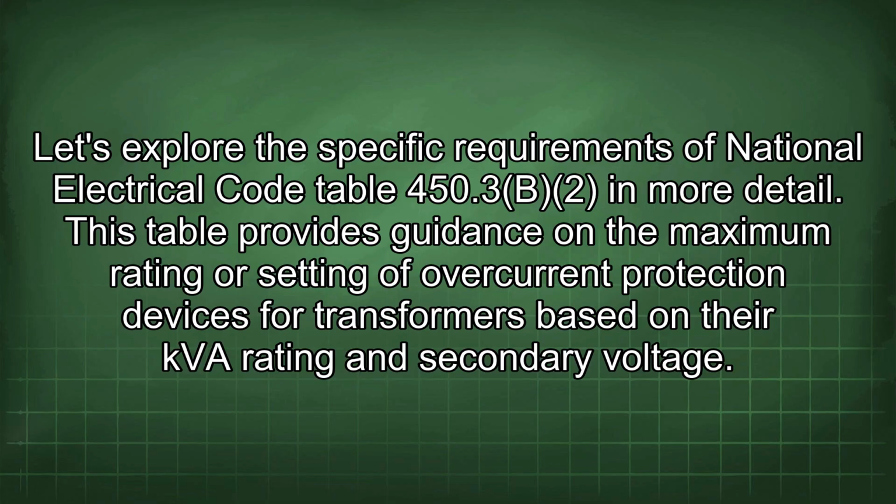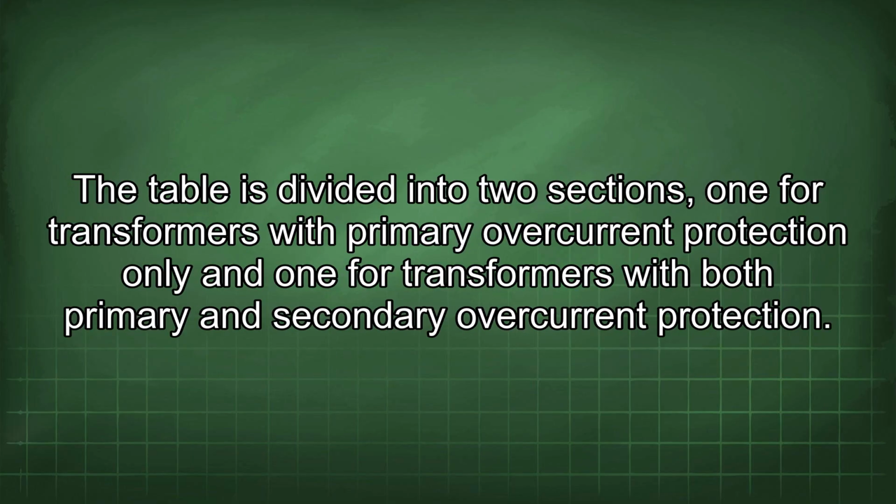Let's explore the specific requirements of National Electrical Code Table 450.3(B)(2) in more detail. This table provides guidance on the maximum rating or setting of overcurrent protection devices for transformers based on their kVA rating and secondary voltage. The table is divided into two sections, one for transformers with primary overcurrent protection only and one for transformers with both primary and secondary overcurrent protection.